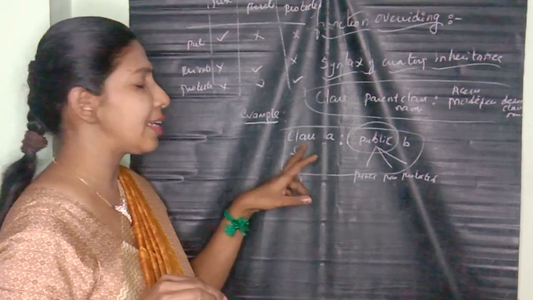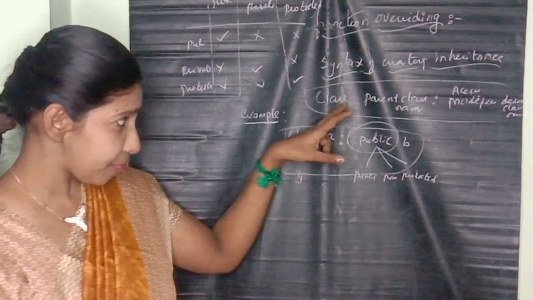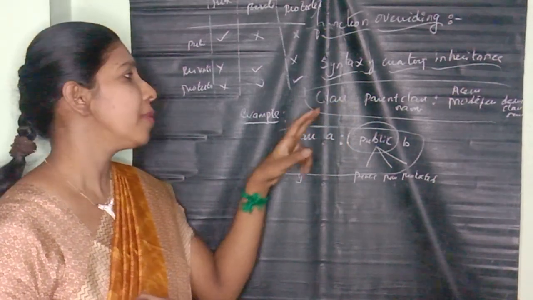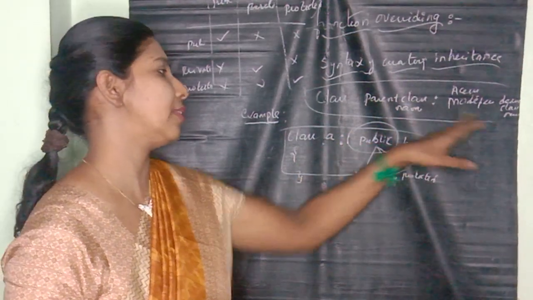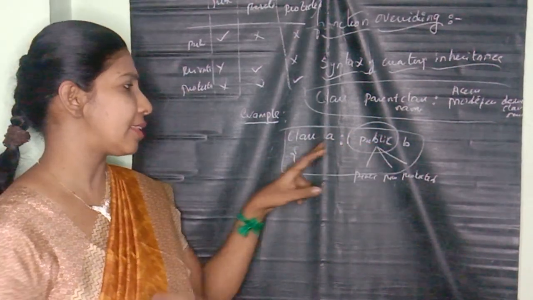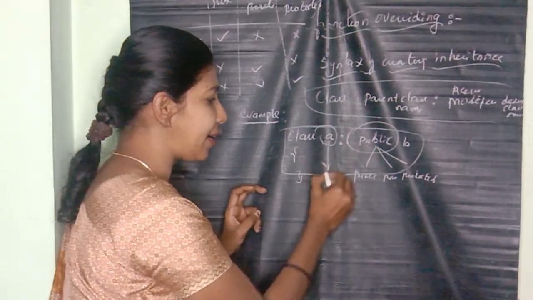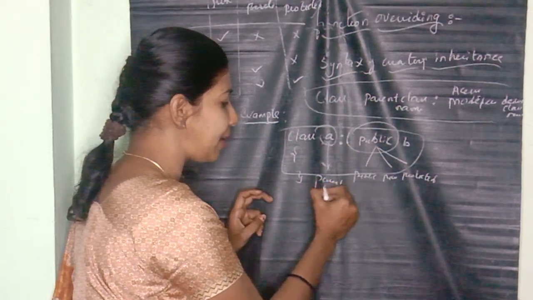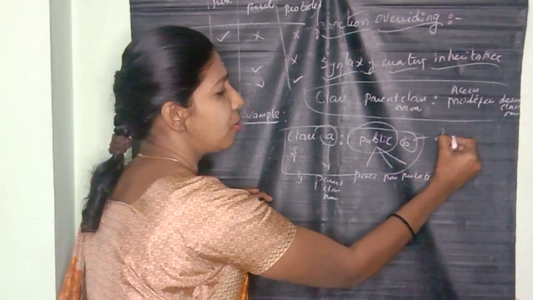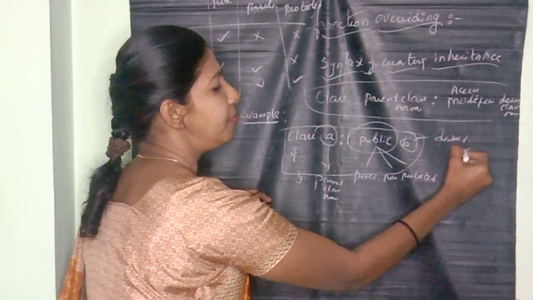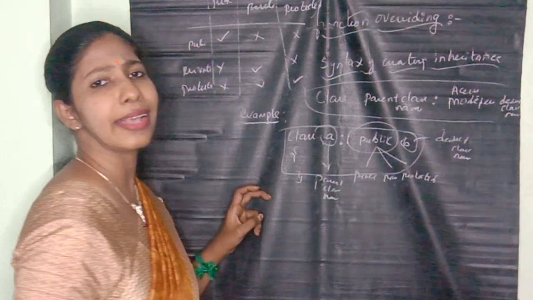So here is the syntax of creating inheritance: class, parent class name, access modifier, derived class name. In the example, class A is your parent class name, B is your derived class name, and this is the access modifier.